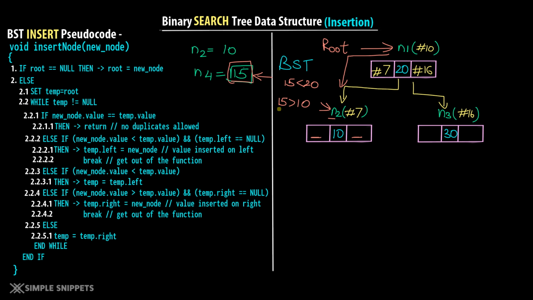And that is figured out by this simple expression: because 15 is greater than 10, n4 will be attached as the right child of n2. So n4 will be attached somewhere over here. Let's create n4, and this is how the attachment would look like. n2's right pointer will now point to the address of n4, which is #1. So #1 will be stored over here, and now n2 has a right child of n4.